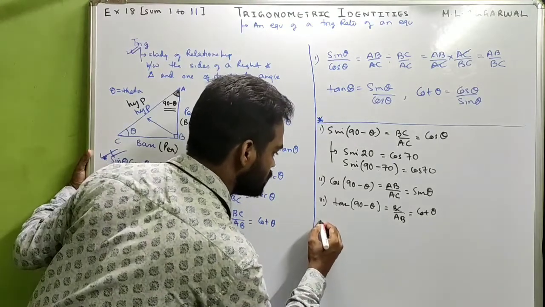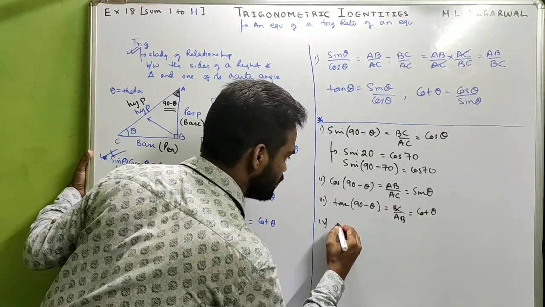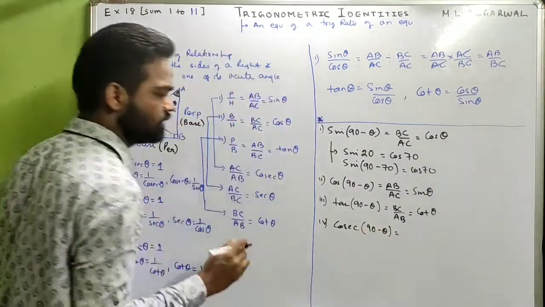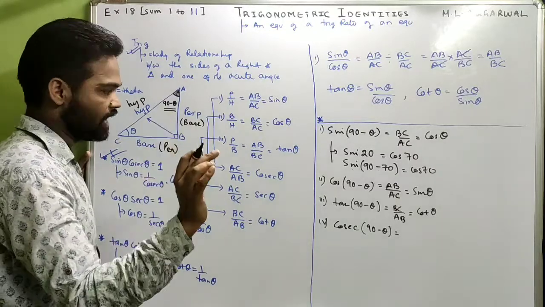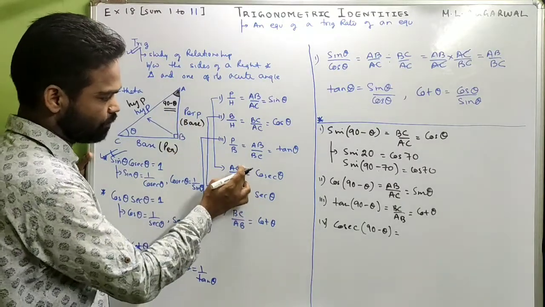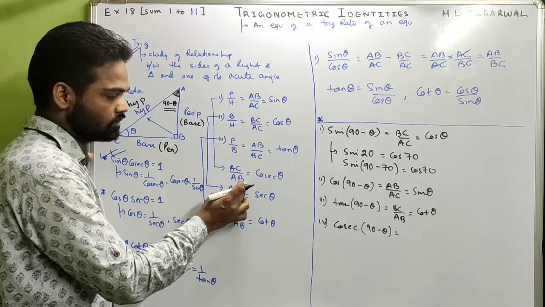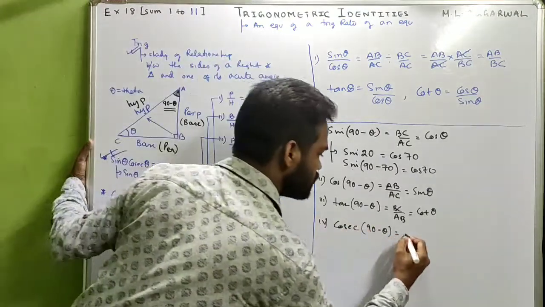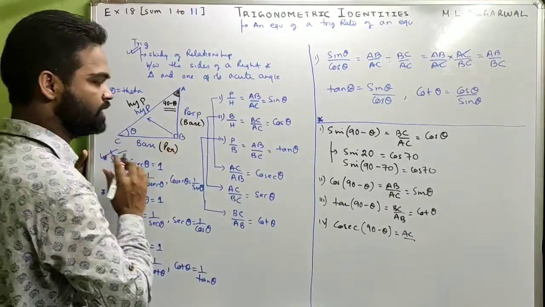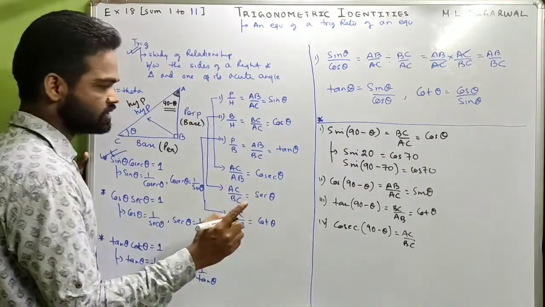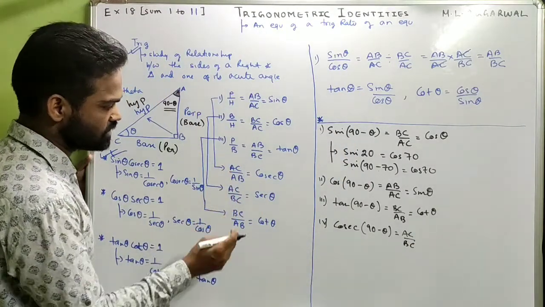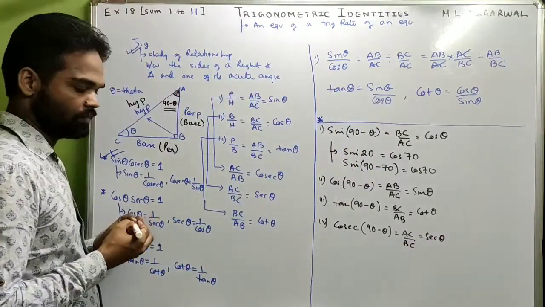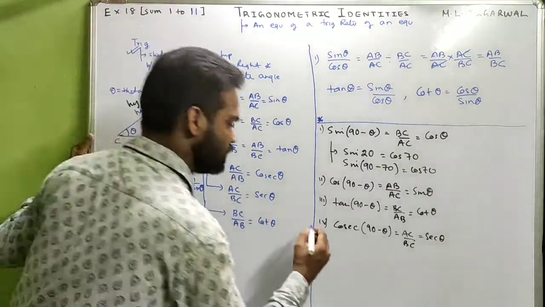Now look carefully. Similarly, if I want to find cosec(90° − θ), cosec θ is hypotenuse by perpendicular. In this case, the hypotenuse is this AC, and the perpendicular is nothing but BC. And look, AC by BC is nothing but sec θ. Am I clear? Which means we have some more results.